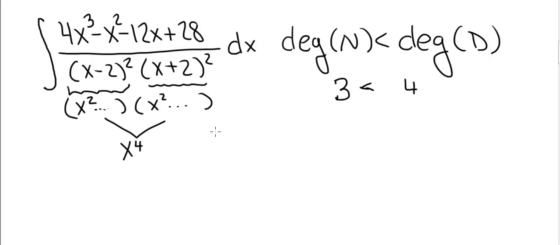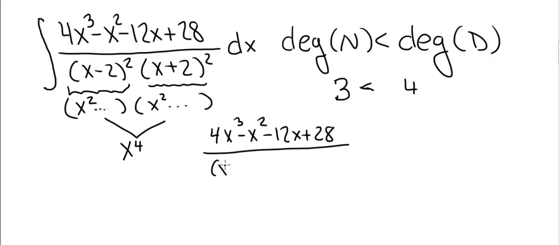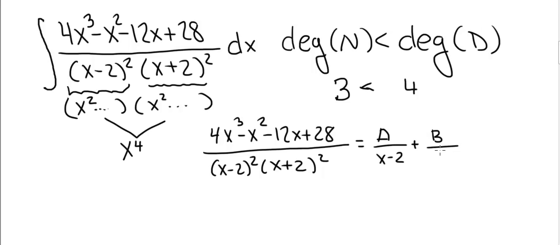We can now proceed. We're going to take our rational function, 4x cubed minus x squared minus 12x plus 28, and divide that by (x minus 2) squared times (x plus 2) squared. We have two linear terms that repeat, so this will be a divided by x minus 2, plus b divided by (x minus 2) squared, plus c divided by x plus 2, plus d divided by (x plus 2) squared. We have to find these four constants a, b, c, and d.